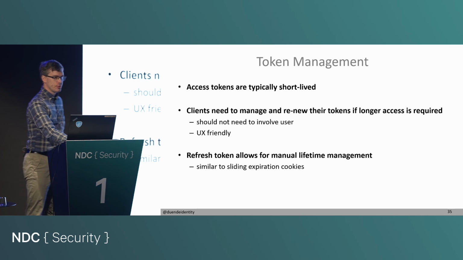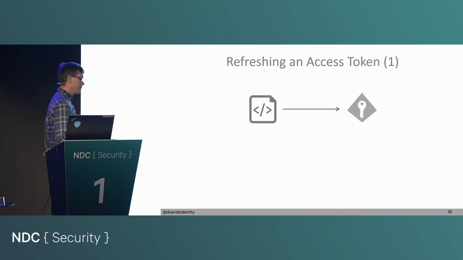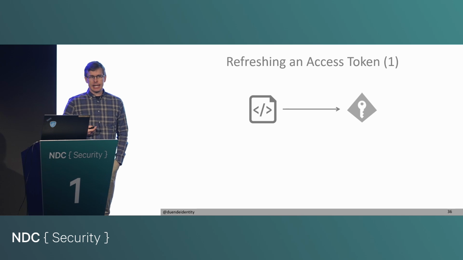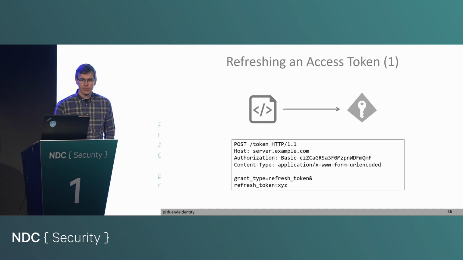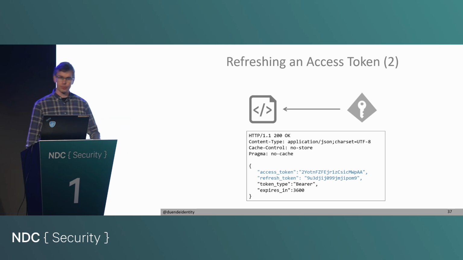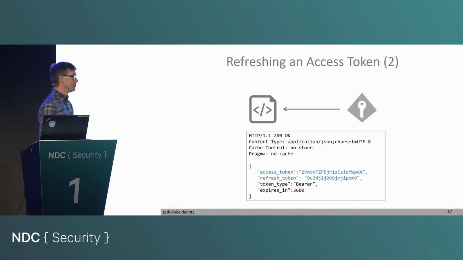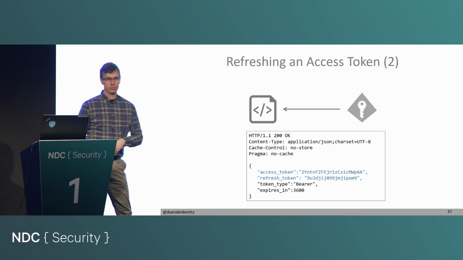The mechanism we want to use is refresh tokens. And the idea is that we get a refresh token on the initial token request. Once the access token expires, the refresh token is long-lived, and we can send a request to the token endpoint for a refresh token. Sorry, for a new access token. And we get a response with a new access token and probably a new refresh token. And this can be done right when the access token expires, or the refresh token can have a longer lifetime.